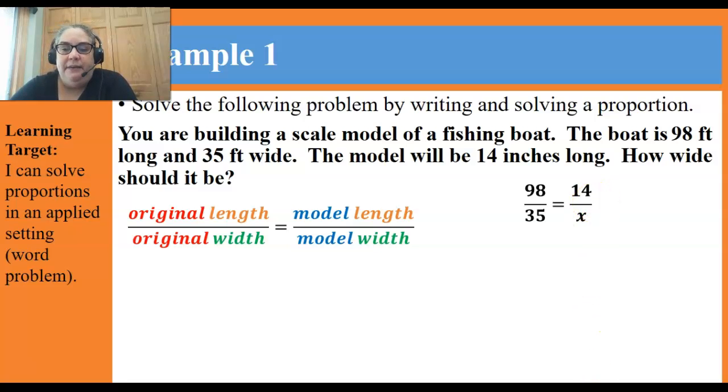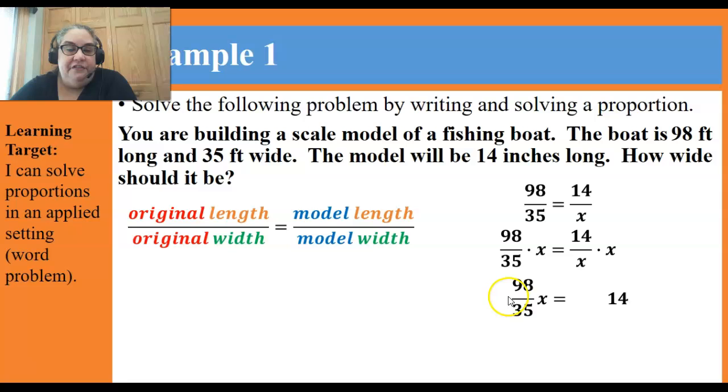So my first step, after I give myself some room to work here, is I'm going to multiply this fraction by x, because x divided by x is 1, so that's going to get rid of that variable in the denominator. But what you do to the right-hand side, you have to do to the left-hand side. So when it simplifies, it's 98/35 x equals 14.